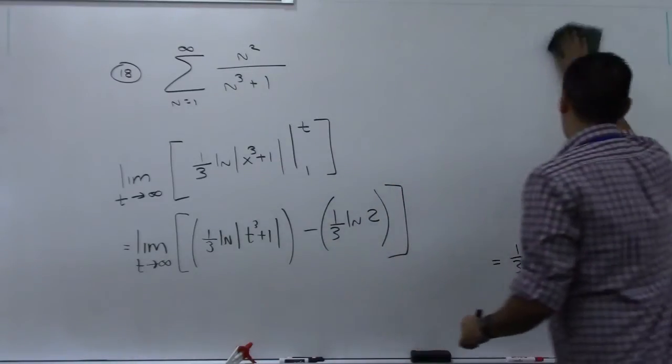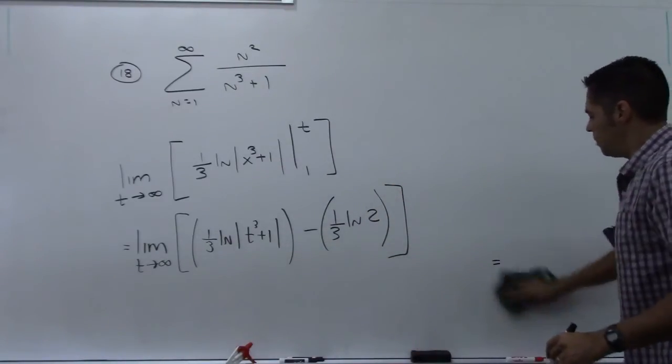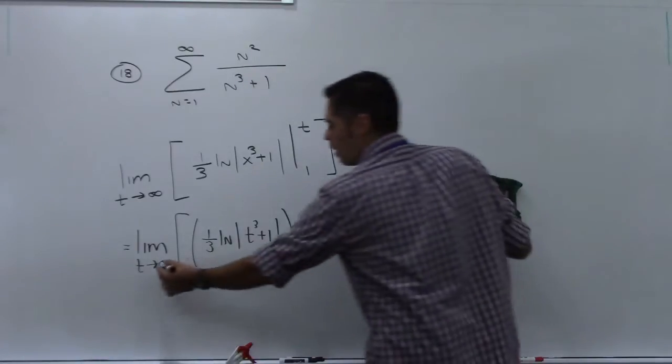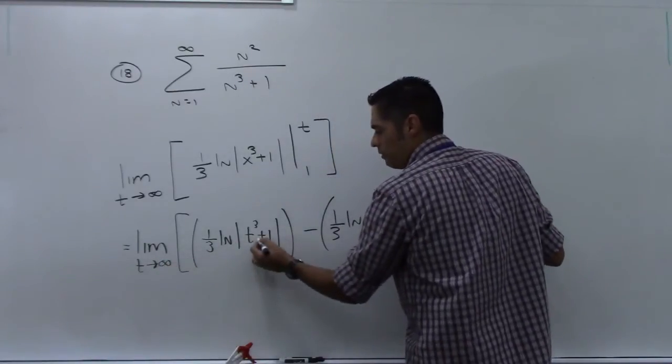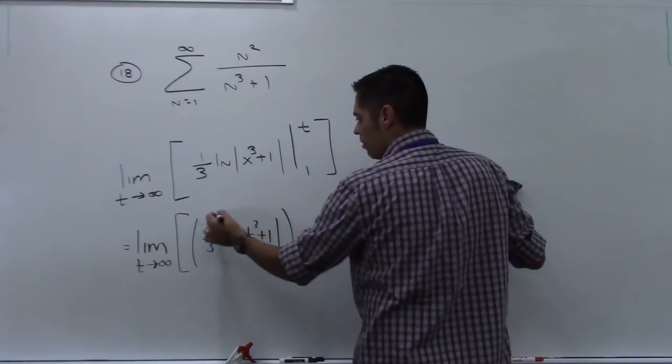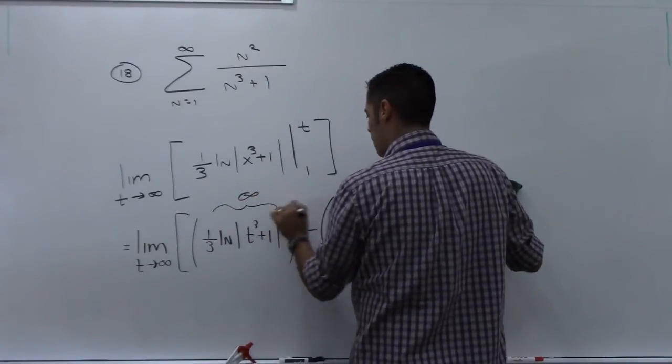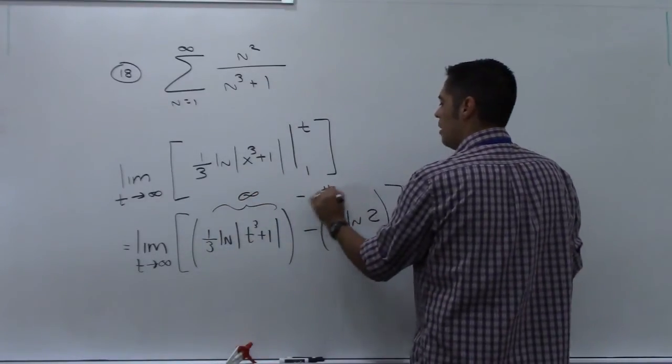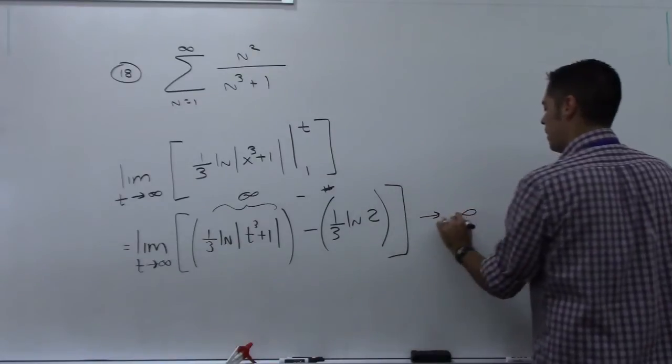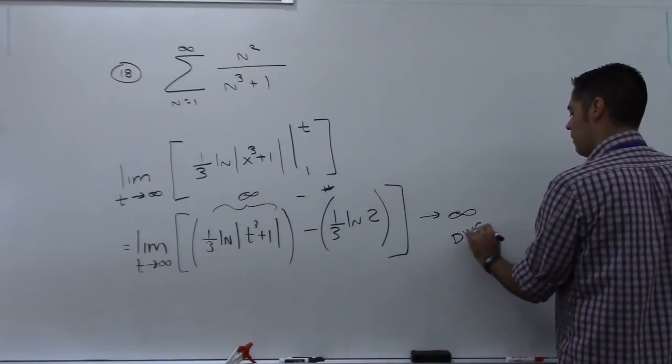And now let's let t go to infinity. If t goes to infinity, this is infinite. Natural log of infinity goes to infinity times 1/3. So this whole thing goes to infinity minus whatever this number is. And that's going to go to infinity. And that means it diverges.